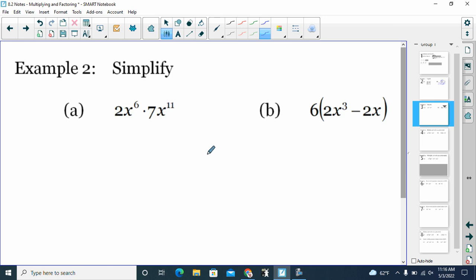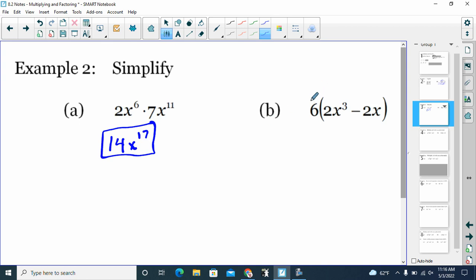So example 2, we're again asked to simplify part A, 2x to the 6th times 7x to the 11th. We're doing 2 times 7, which is 14. x to the 6th times x to the 11th. When I multiply, I add up our exponents. 14x to the 17th is correct.